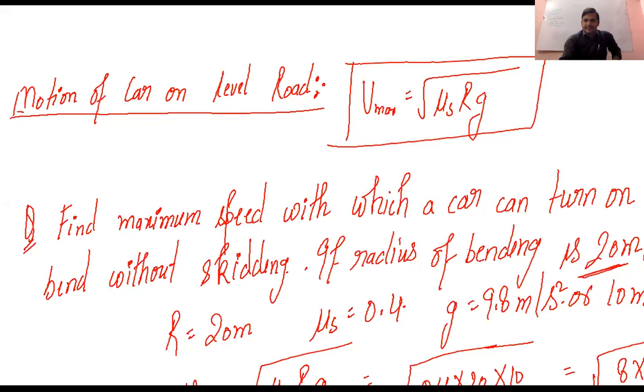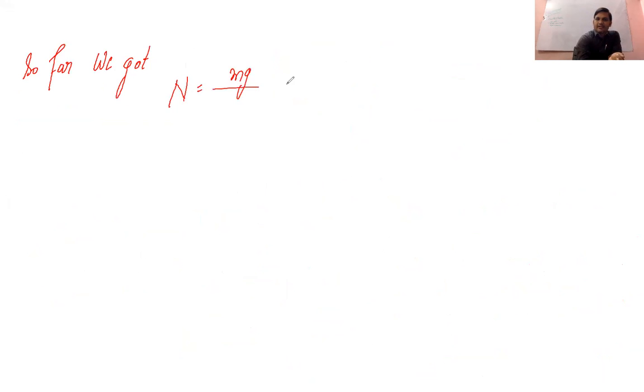Okay, on the next page, you can see what we have derived till now. N is equal to how much it was? mg upon cos theta minus mu s sin theta, where mu s is the static coefficient of friction. So far we have got this one, and this was your fourth equation, right?